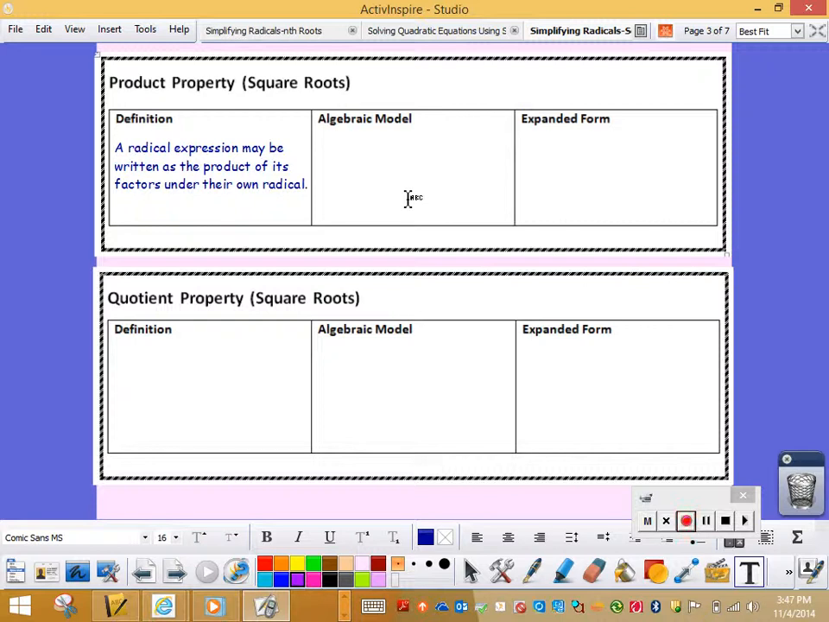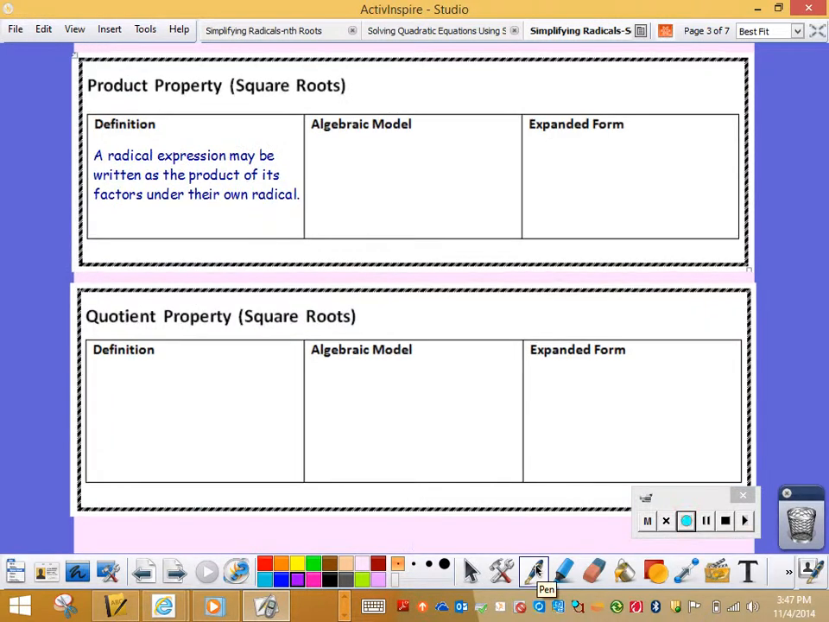Okay, so if we take a minute to finish that definition up, I think that will make more sense if we do an algebraic model first today. So in the second box, what that's really saying is if I have the square root of a times b, I can actually break that up, and that is the same thing as the square root of a times the square root of b. Same thing. And that kind of works two ways. Or the opposite: square root of a times the square root of b equals the square root of a times b.